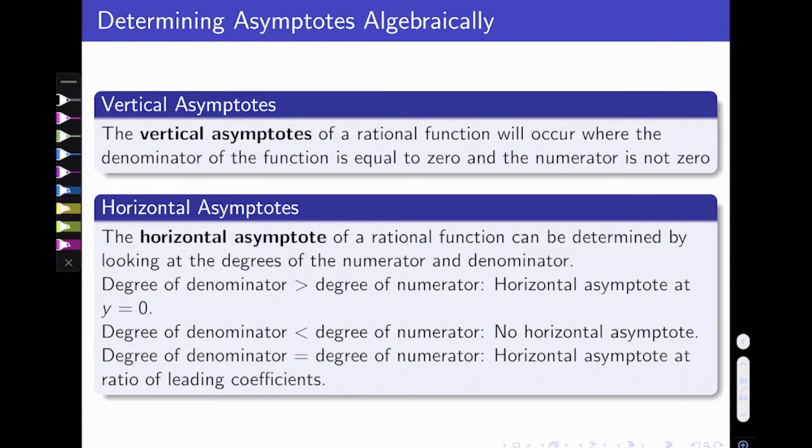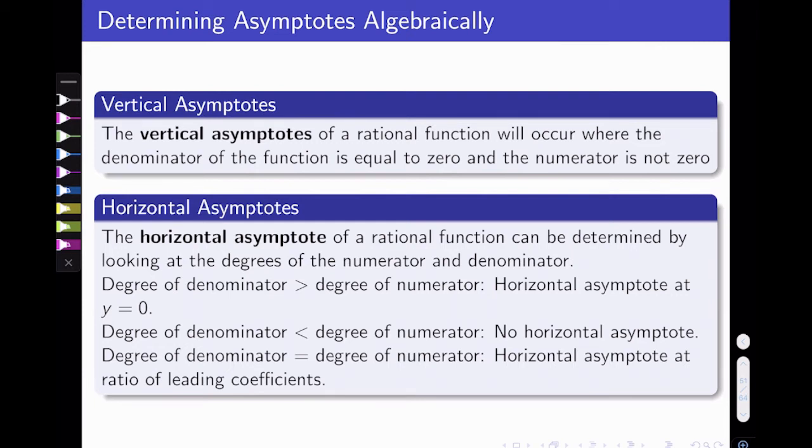To determine the vertical asymptote algebraically, we will set the denominator of the rational function equal to 0 and find where the numerator is not 0. If the numerator and denominator share a common factor that divides out when they're factored, we call that a hole. And so the function is undefined at that hole.